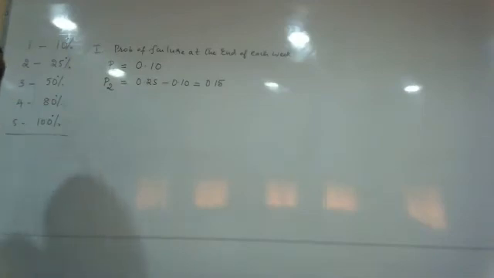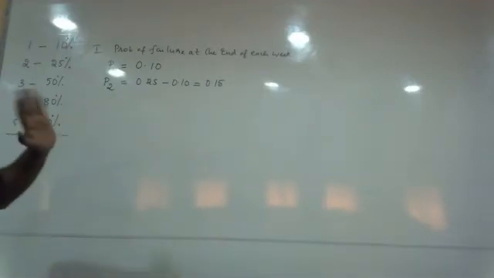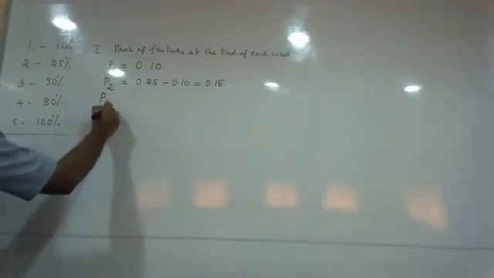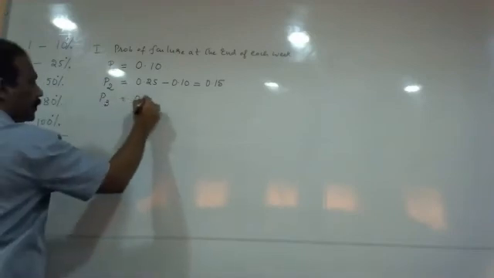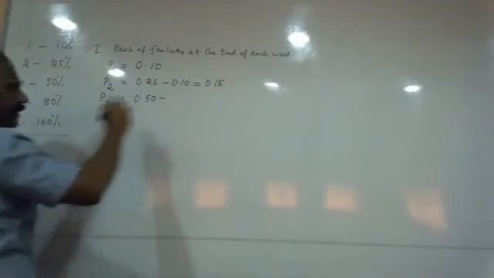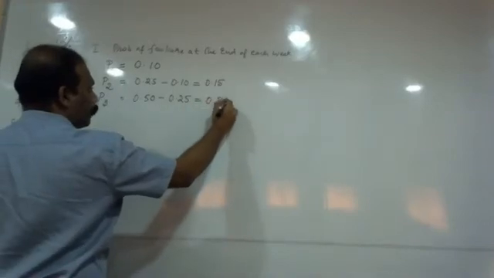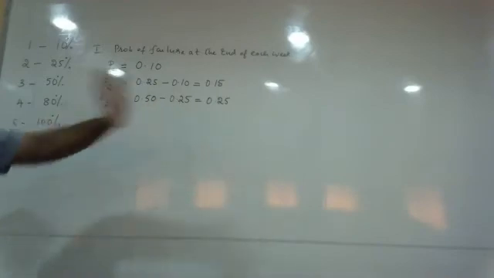Are you understanding this step, everybody? Yes or no? Yes, sir. Similarly, I have to find this for all the 5 weeks because we have the data for 5 weeks. Now I need to calculate the value for P3. It is 50%, which is nothing but 0.50. From that I have to subtract the second week data, so subtracting 0.25 we get 0.25. So in the third week you can see that 25% of bulbs are failing.